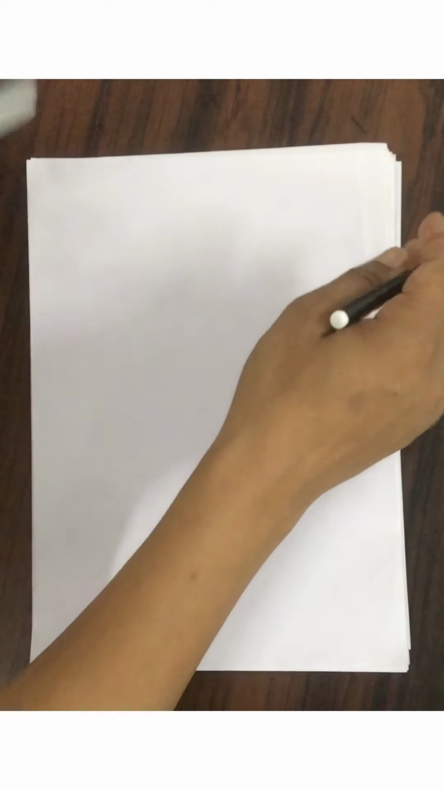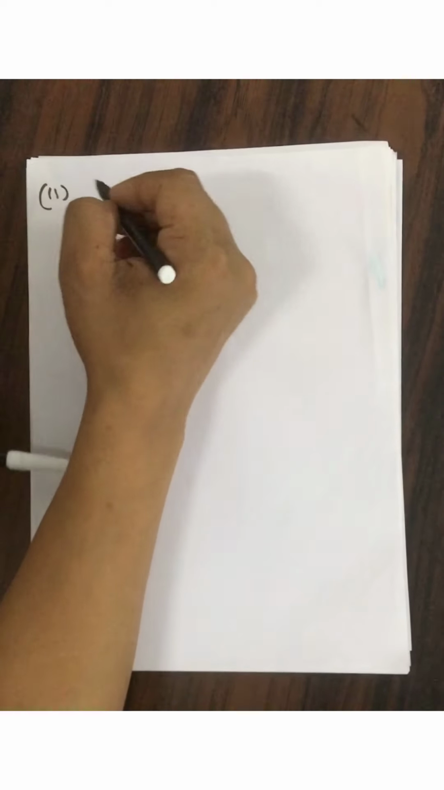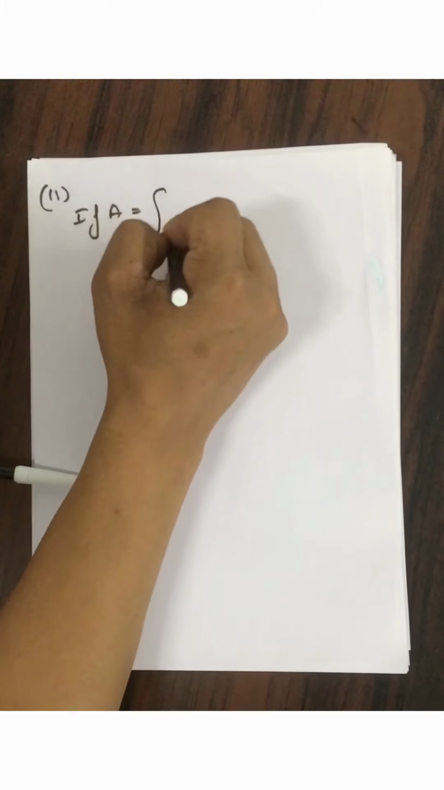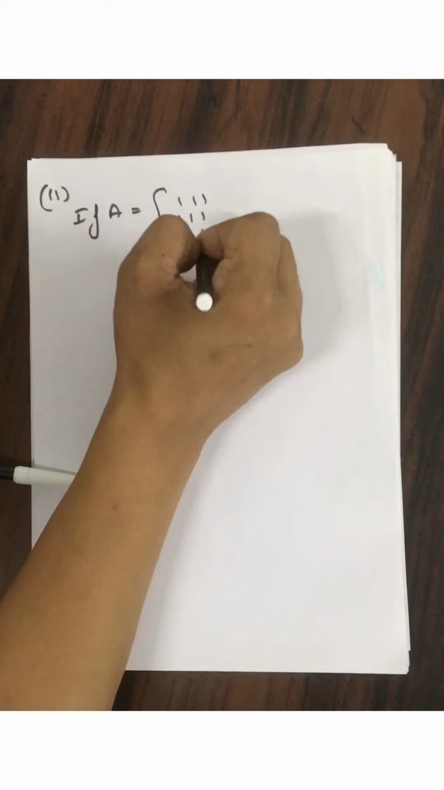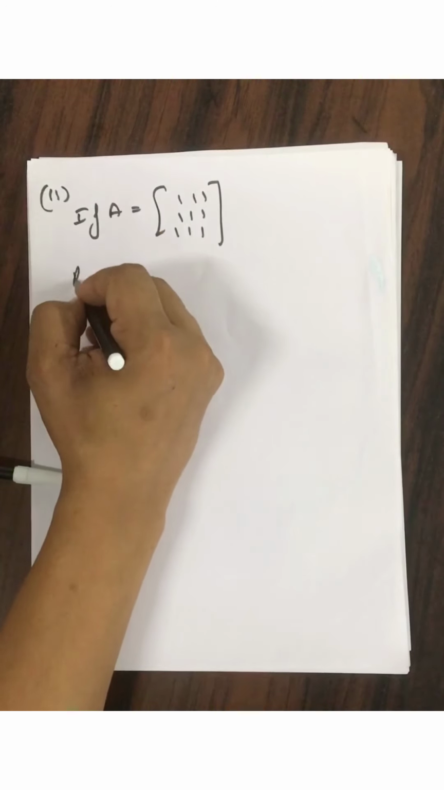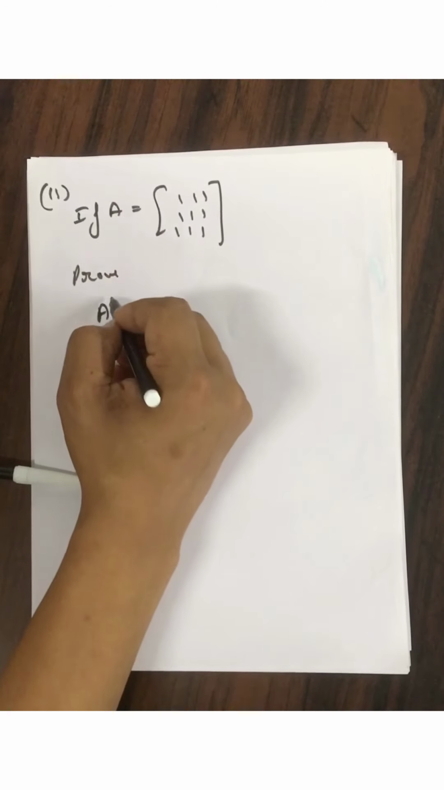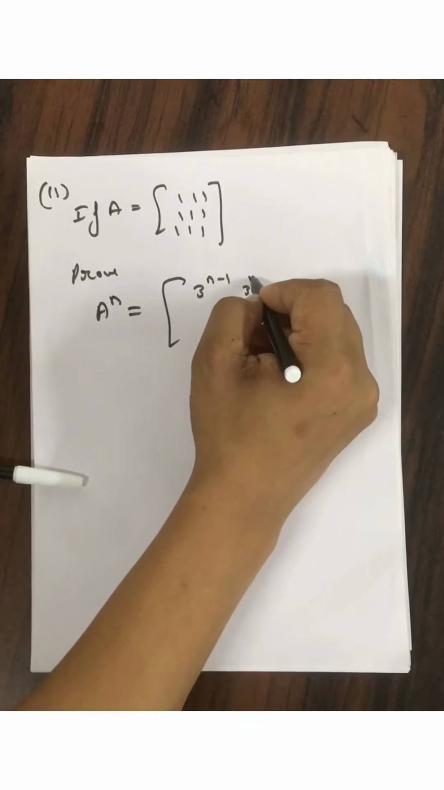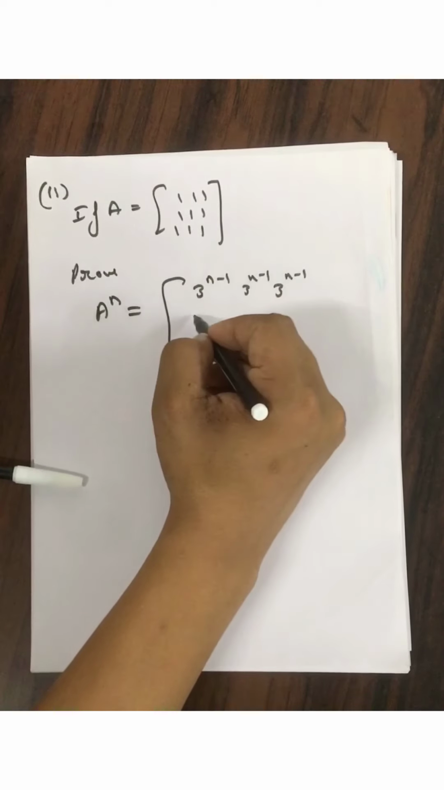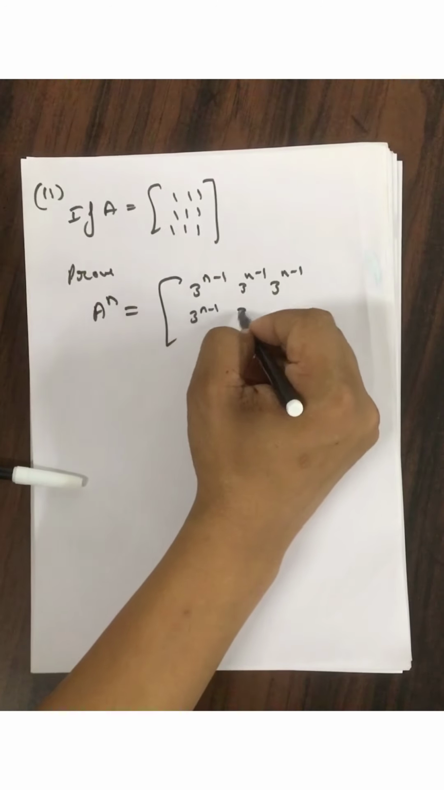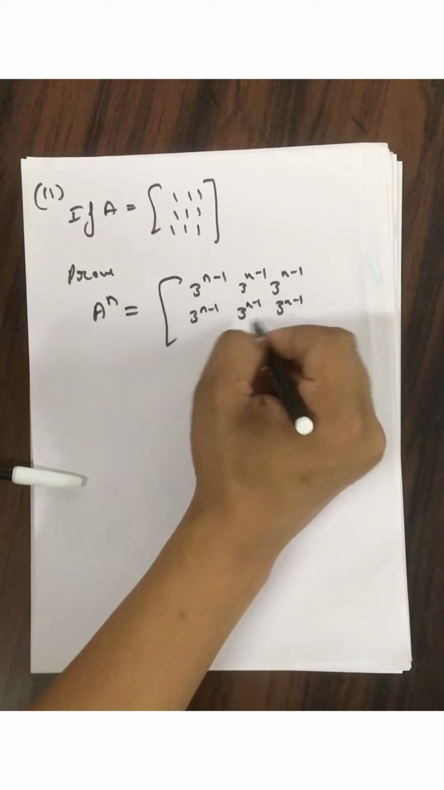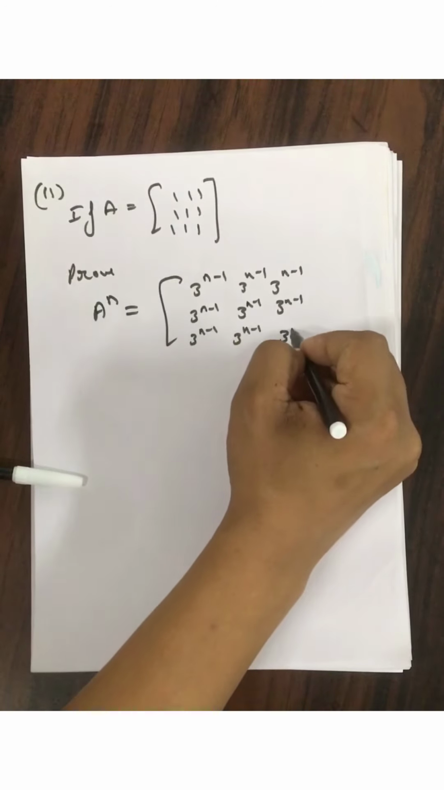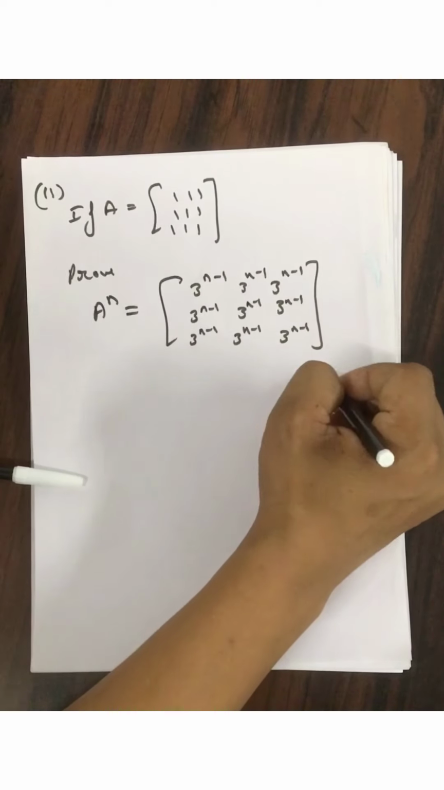Let's move on to the second question. If A equals the 3x3 matrix of all ones, prove that A to the power n equals the matrix with every entry 3 to the power n minus 1, where n belongs to the natural numbers.